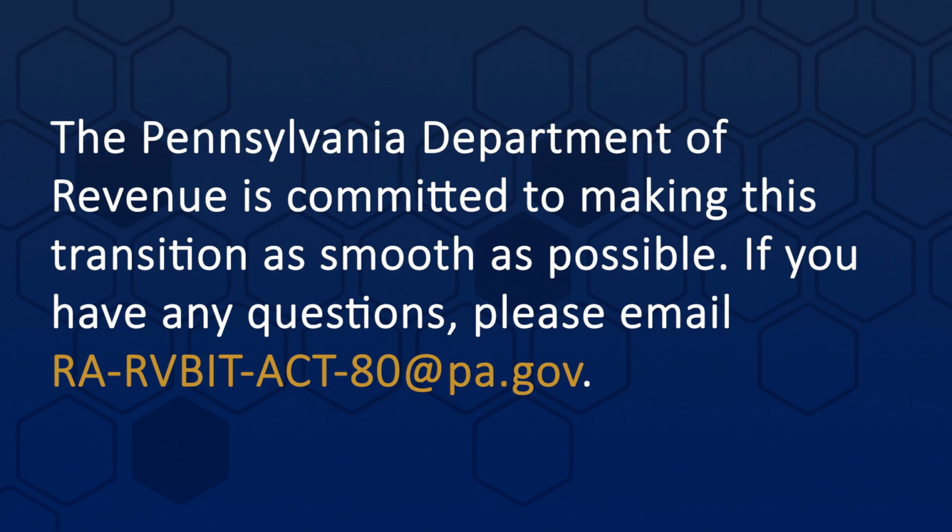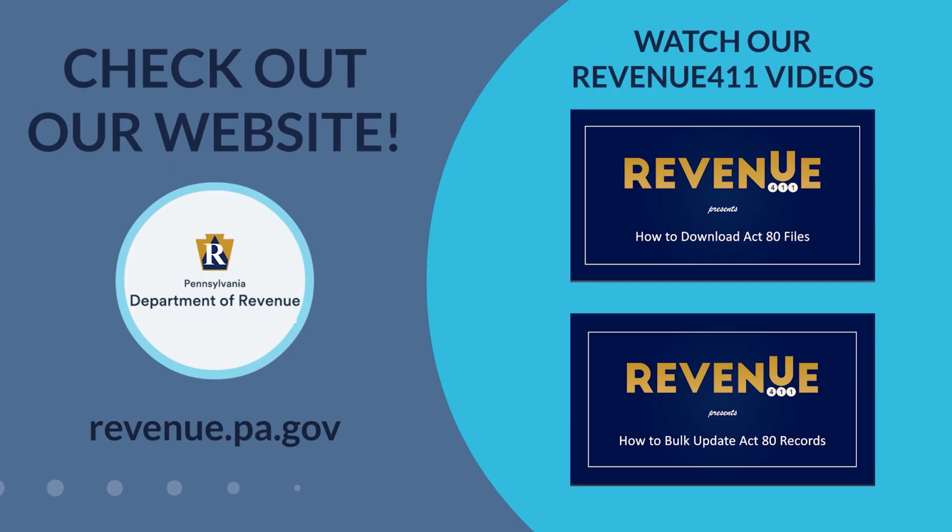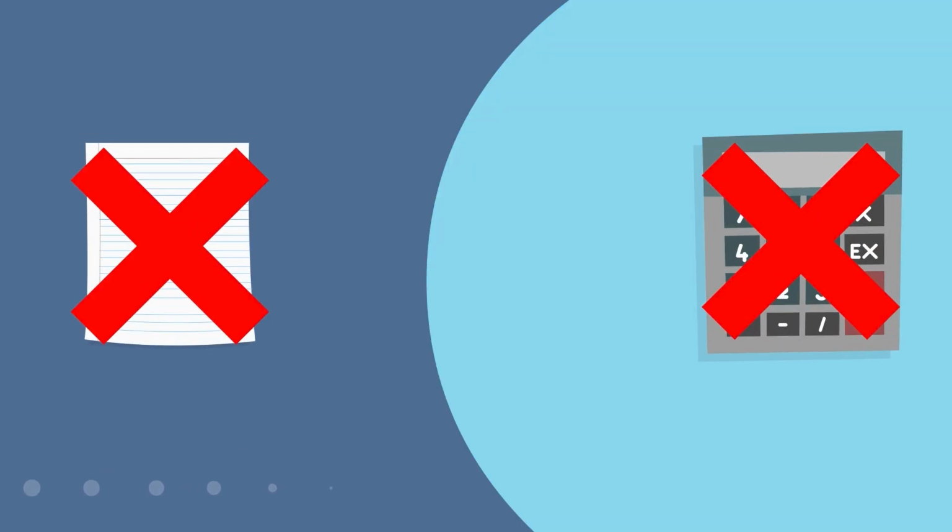The Pennsylvania Department of Revenue is committed to making this transition as smooth as possible. If you have any questions, please email ra-rvbit-act-80@pa.gov. Check out our easy-to-follow Revenue 411 videos on Act 80 to guide you through the process step by step. No paper, no math. Use MyPath.